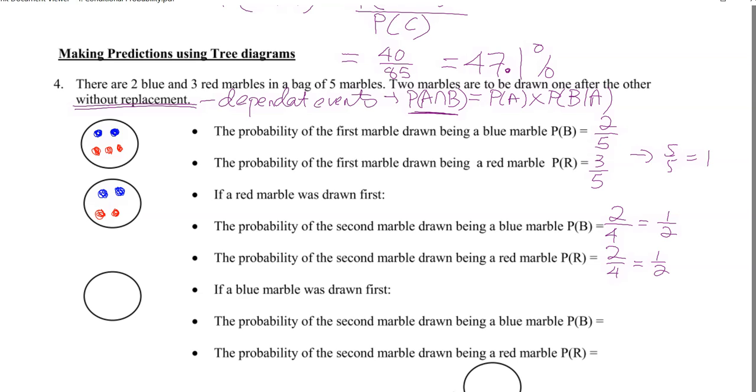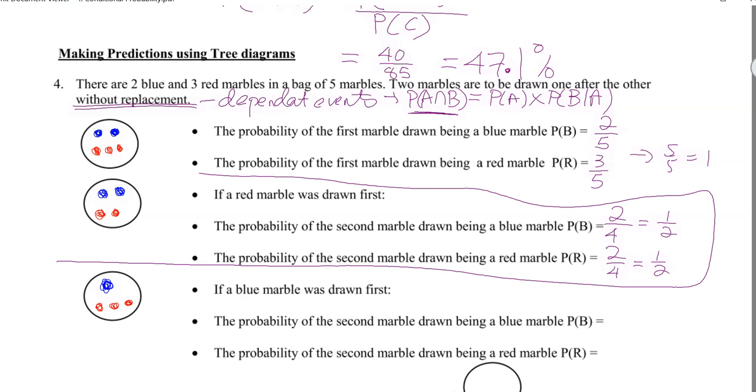All right, what if a blue marble was drawn first? Okay, then we have 1 blue marble left. Remember, we're not replacing, and we have 3 red marbles. So this is the bag we're starting with for the second draw. So here, let's just separate these out. Either this is what's going to happen if a red is drawn first, or this is what's going to happen, you'll have a blue drawn first.